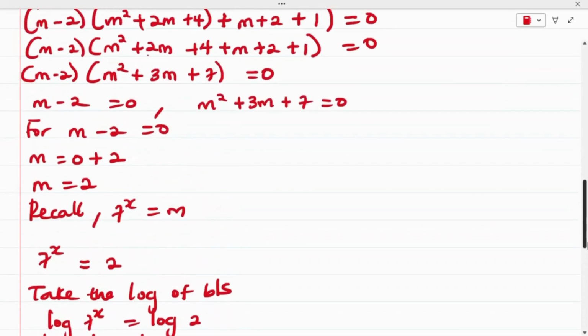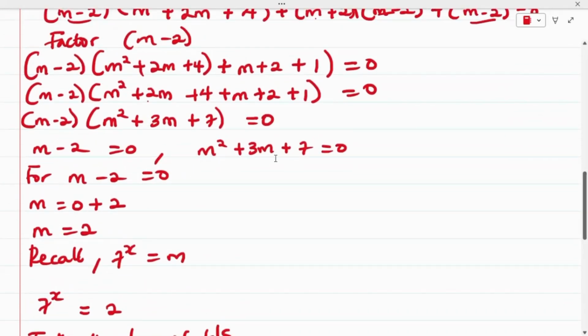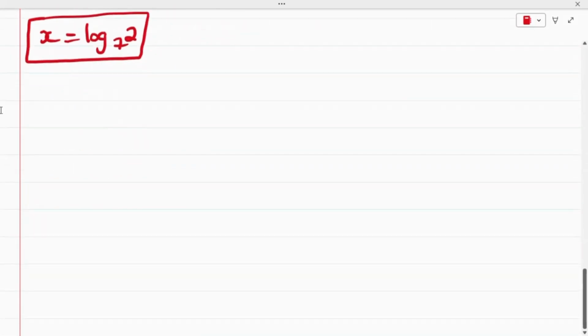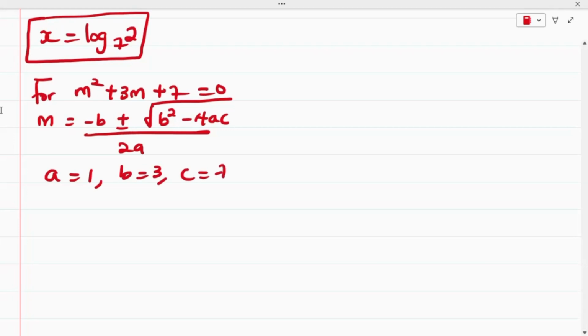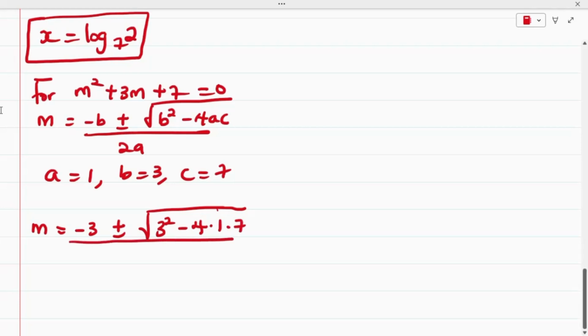So we have been able to solve for the first part right here. So let's simply solve for m squared plus 3m plus 7 equals 0. Now I want to simply apply the quadratic formula, and we have the quadratic formula given as m equals minus b plus or minus the square root of b squared minus 4ac, divided by 2a, where a equals 1, b equals 3, and c equals 7. So we have that m equals minus 3 plus or minus the square root of b squared, which is 3 squared, minus 4 multiply a, which is 1, multiply c, which is 7, divided by 2 multiply a, which is 1.